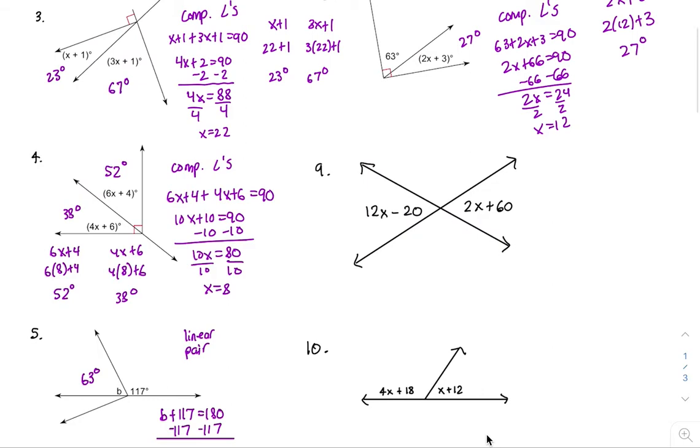Number 9. Okay, this is vertical angles, and from your notes, you know vertical angles are congruent to each other. So 12x minus 20 is equal to 2x plus 60. So now let's get variables on one side and constants on the other. I'm going to put our variables on the left-hand side.